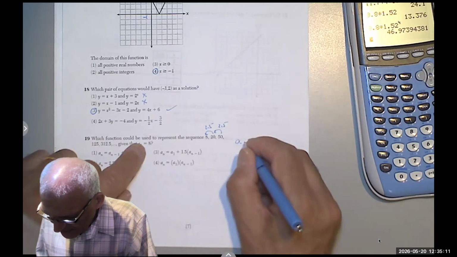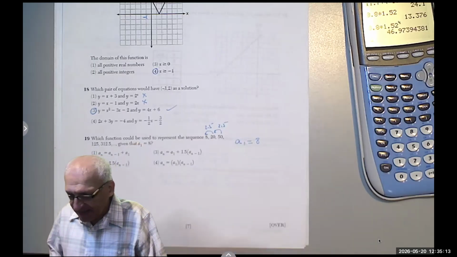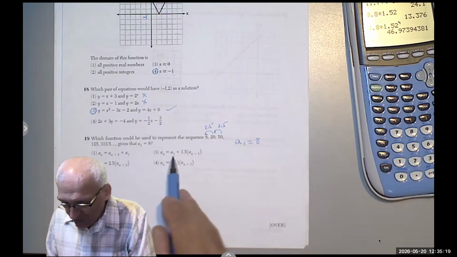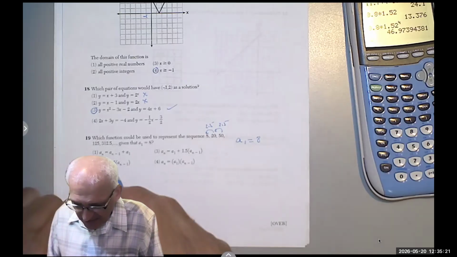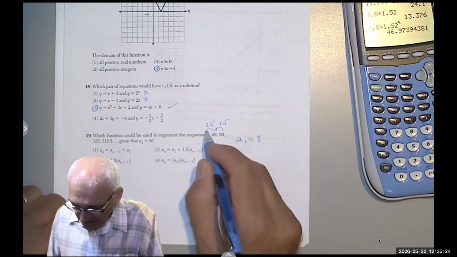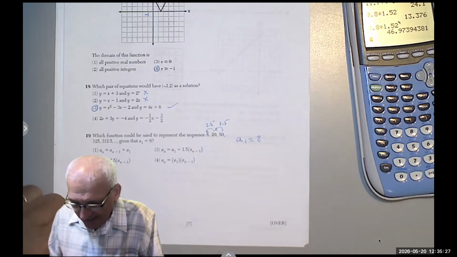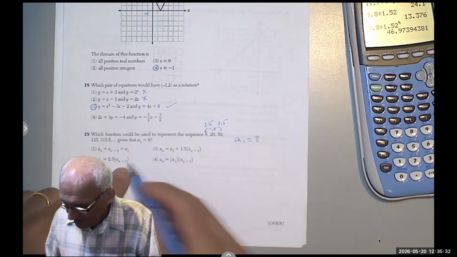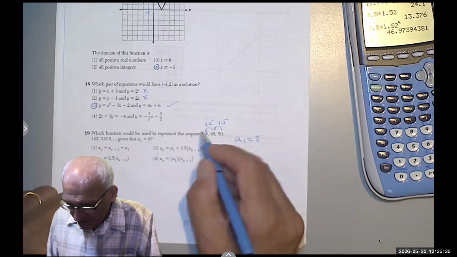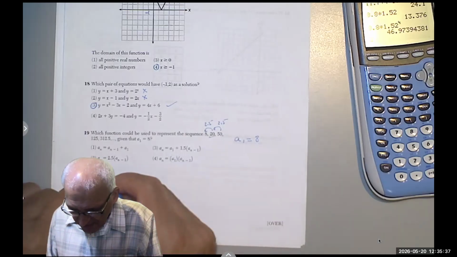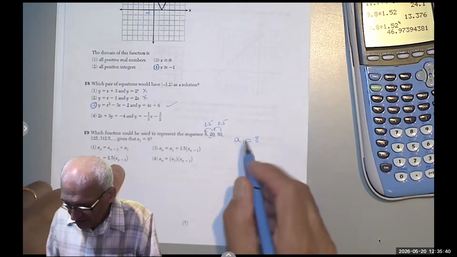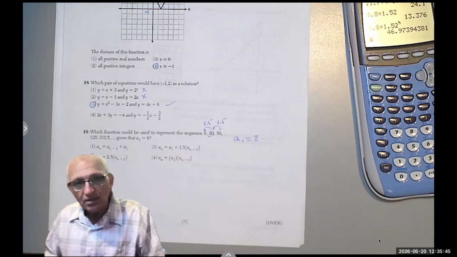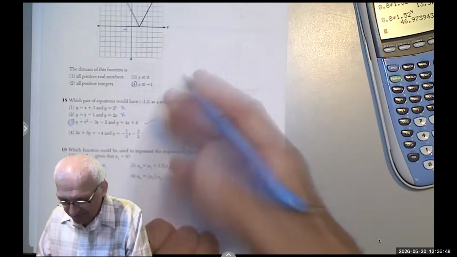If A1 is 8, how do I calculate the next one? Notice that in these, you are adding stuff, so it couldn't be that. It's definitely this one because the ratio is 2.5. So A2 would be 2.5 times A1. A1 is 8, and 8 times 2.5 is 20. A3 equals 2.5 times A2. A2 is 20, 2.5 times 20 is 50. So that will show you the recursive relationship.